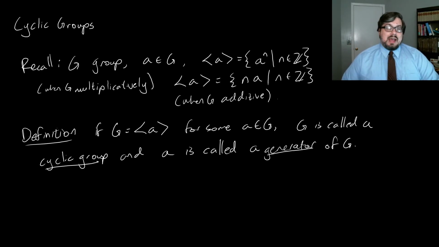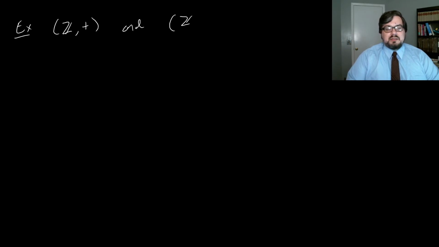So let's look at a couple of examples, and we'll see eventually that the two examples we're about to give are, in a very precise sense, the only cyclic groups, in that every cyclic group will behave like one of these two that we're about to write down, up to a relabeling of the elements. So examples of cyclic groups are the integers with addition and the integers mod n with addition.